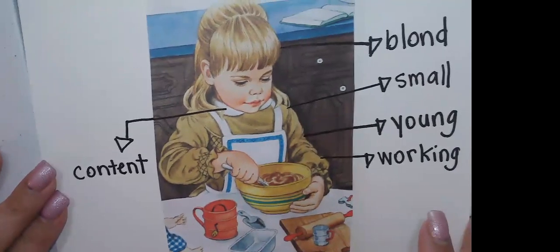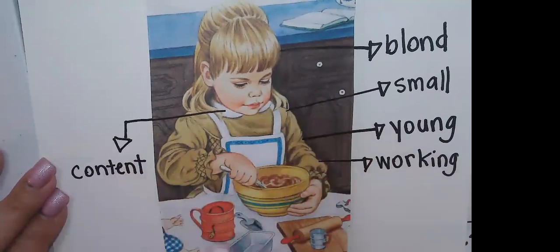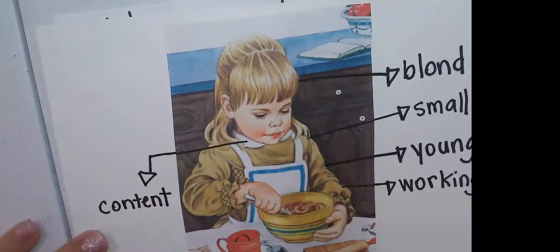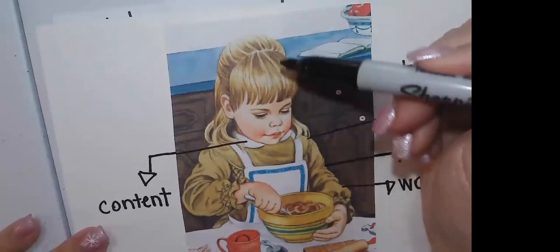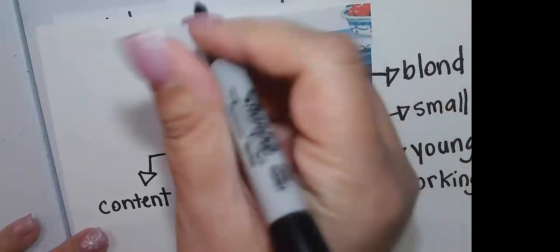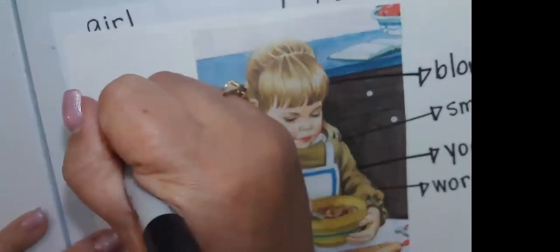So these are my words. Your words may be very different from mine, and that's okay. You know what I'm noticing right now? I'm noticing her hair. When you have hair that comes up front like that, did you know that those are called bangs? So she has bangs.